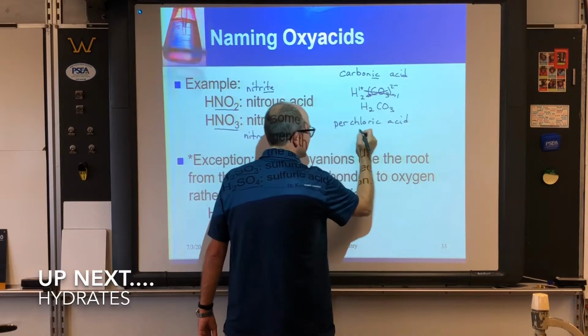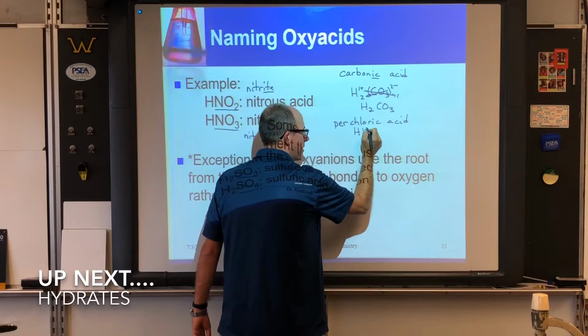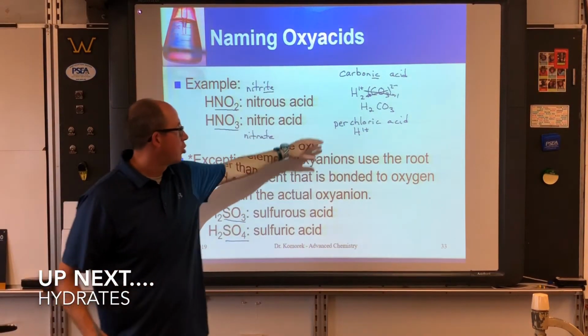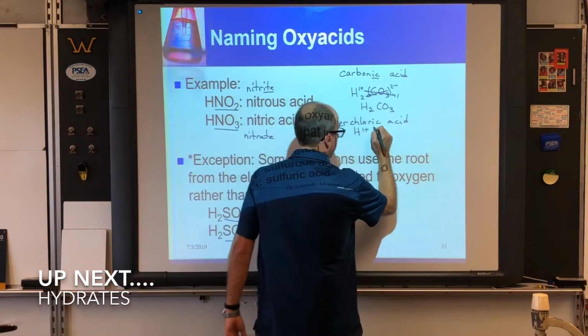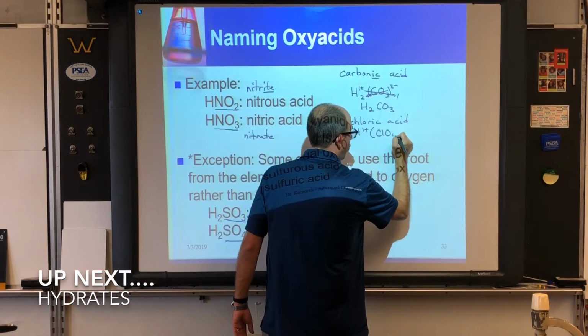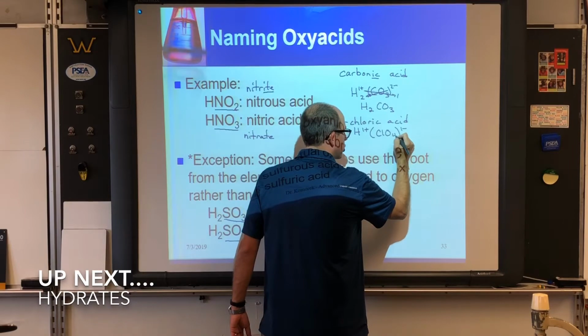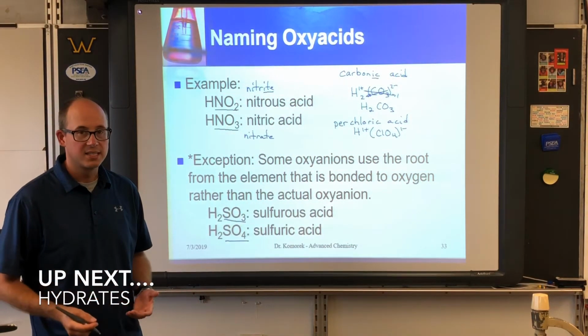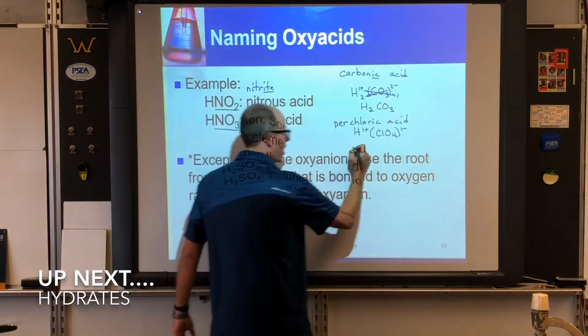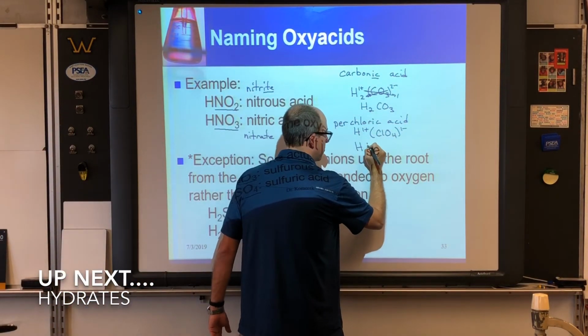The word acid tells me that I have the 1+ ion. Perchloric would come from the ion perchlorate. Perchlorate is ClO4 with a 1- charge. Do the charges cancel? The answer is yes. Since they cancel, I have one of each ion, so perchloric acid would be HClO4.